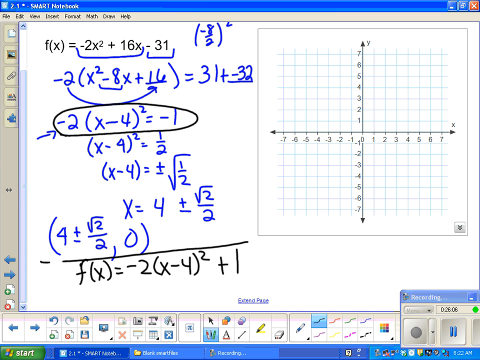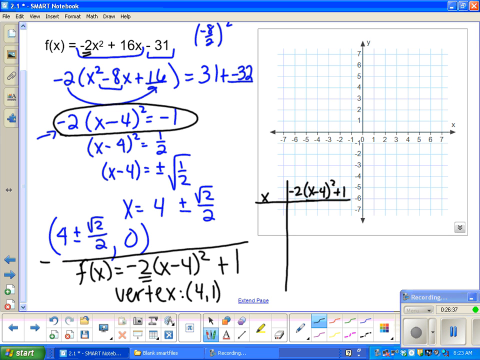Notice my a in my vertex form is the same as my a in my other form. So let's identify the vertex. The vertex is 4, 1. Now let's go and do our t-chart. Okay, so t-chart. So my vertex is 4, 1.